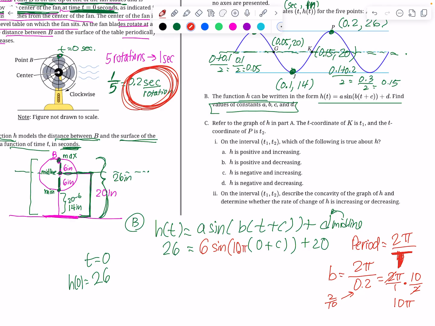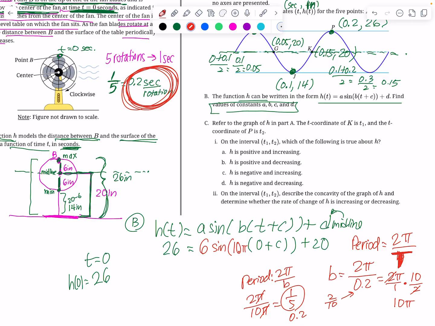Now, just in case, I'm just going to go back. If I were to do period from the beginning and did 2 pi over b, this would be 2 pi over 10 pi. This cancels, and notice that becomes the second per rotation. Remember, 1/5 is the same thing as 0.2. So that's how you can reverse check.